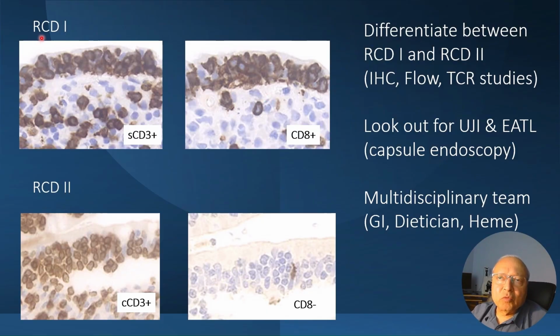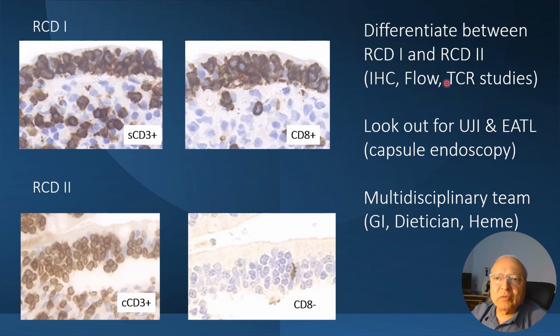So for RCD type 1, which is a reactive condition, versus RCD type 2, which is a neoplastic condition, you can do simple immunostains: CD3 positivity on the surface in RCD1 and cytoplasmic CD3 positivity in RCD2, and then CD8 in RCD1 and lost CD8 in RCD2. But it's best to take the help of the hematopathology team and find out if you can do flow cytometry studies or TCR studies to demonstrate the clonality part of it.